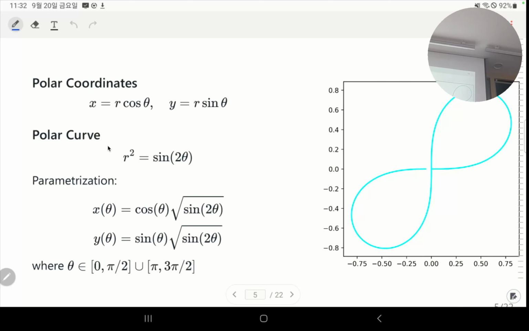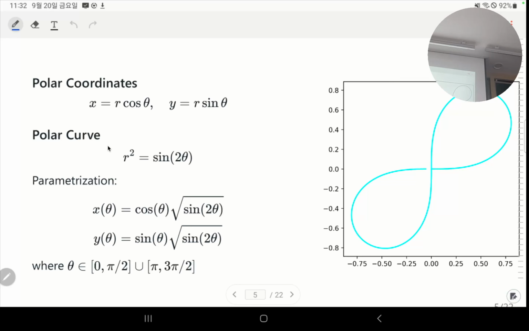And you can also represent a graph when the function is given in polar coordinates. You probably know what polar coordinates are. It's a coordinate given by the distance from the origin, which is r, and the angle between the positive x-axis and the line connecting a point and the origin, theta. So x and y are given by this formula.